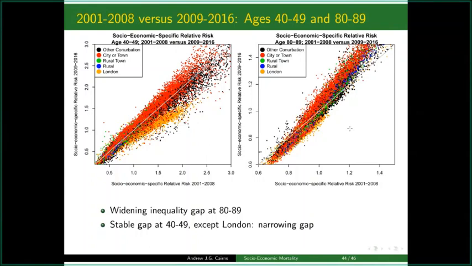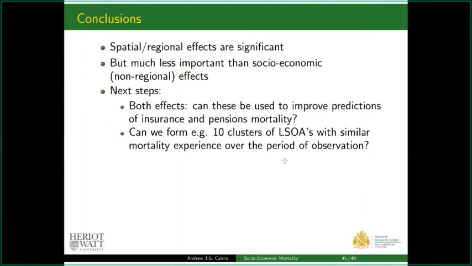In the right-hand plot, it's the higher age group, 80 to 89. All of the urban-rural groups are quite similar, and we can see here that it's got steeper, similar to 70 to 79, and that steeper is telling us that the inequalities have become bigger between the two 8-year periods. So just to round things off, what we've seen here is that the spatial and regional effects are statistically significant. However, as we've seen in the plots and the charts, these are very much less important than the socioeconomic, the non-regional effects.